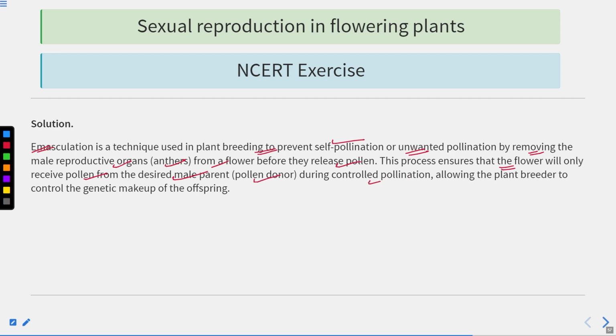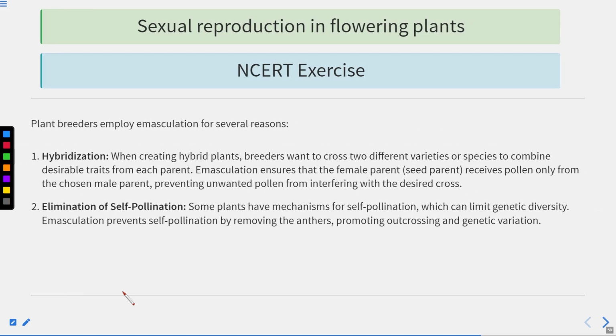This is known as controlled pollination, and it allows the plant breeder to control the genetic makeup of the offspring. So the offspring will contain all the desired characteristics, and this will be a superior variety. Now, plant breeders employ emasculation for several reasons.